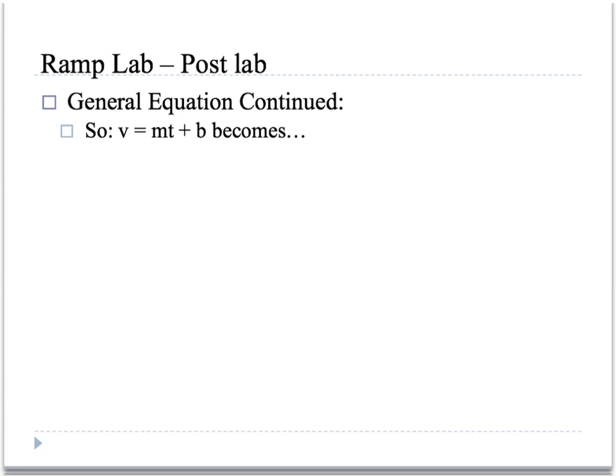So the equation for any line is y equals mx plus b. In this lab, we studied velocity and time, so I've subbed those in for y and x in this case. Now that we know the physical meaning of the slope and the y-intercept, we can continue and sub in for m and b. So note, this is not the general equation, this is an intermediate step. So we'll move ahead and look at the general equation from here.